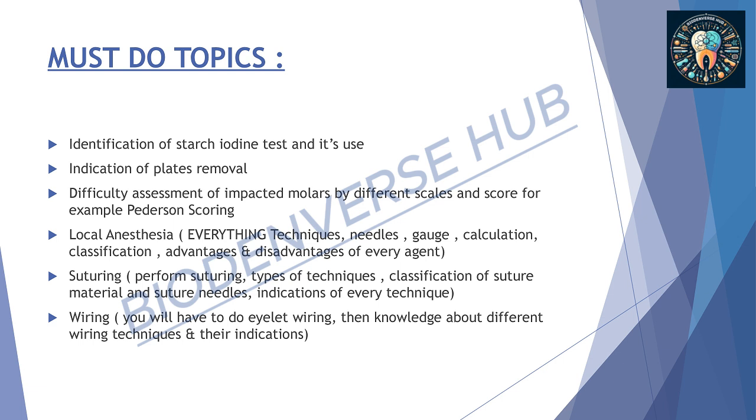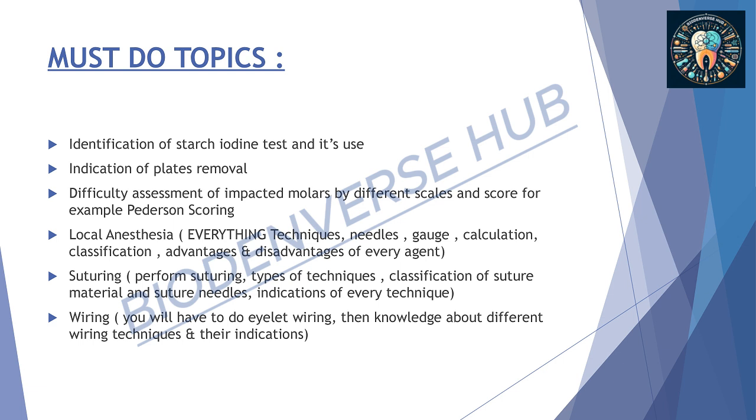After that, the most important station that is almost every time repeated is about local anesthesia. In local anesthesia, you need to cover everything. Anything can come out from there. It could be the classification of local anesthetic agents, the techniques of local anesthesia, the block and infiltration techniques, the gauges of the block and infiltration needles, the indications of every technique, and then LA toxicity. Anything could come from local anesthesia. Most importantly, the calculation formula, you need to practice that very well.